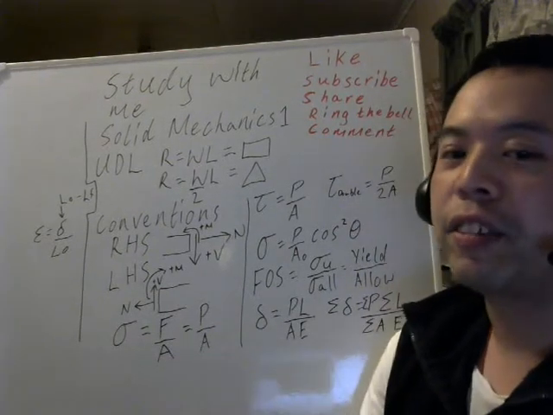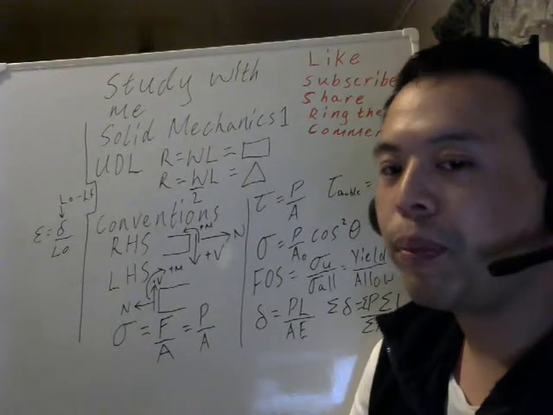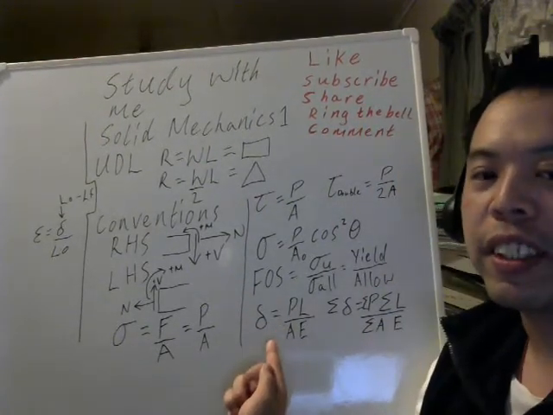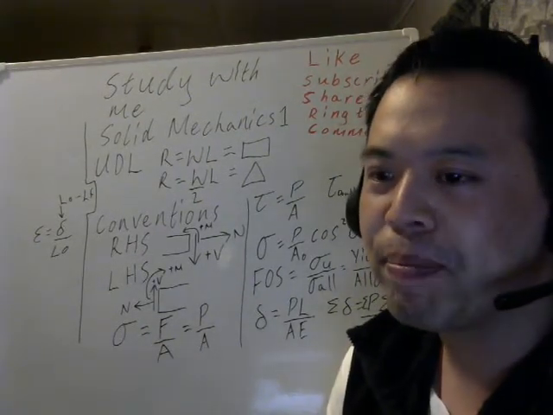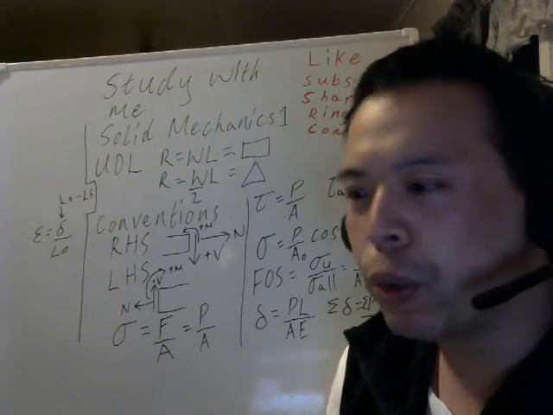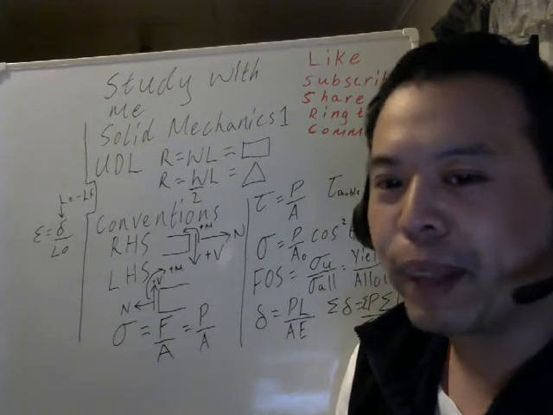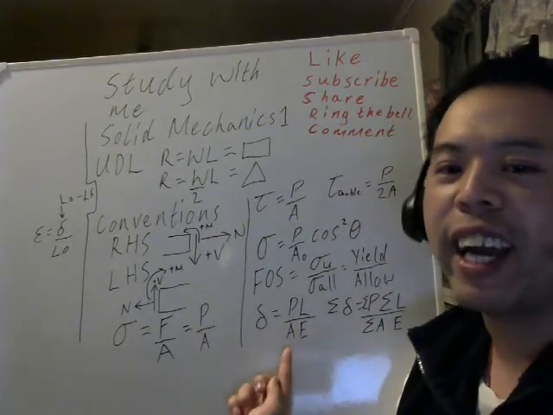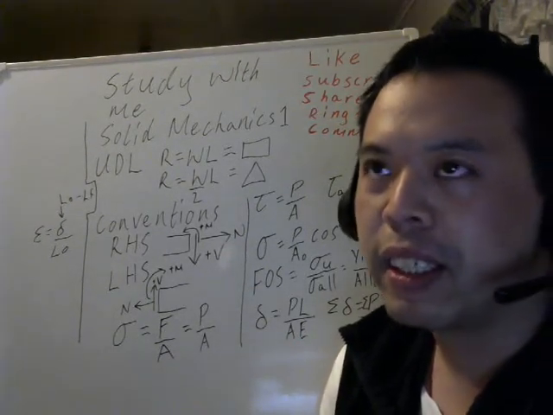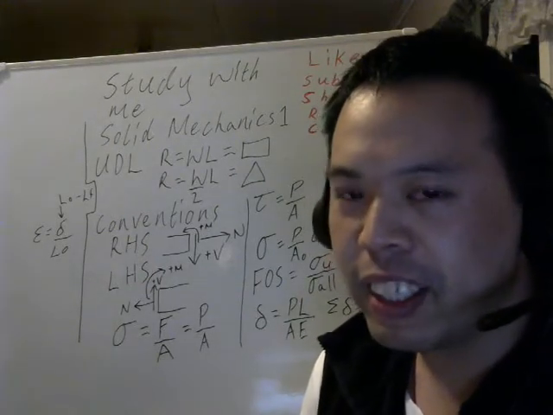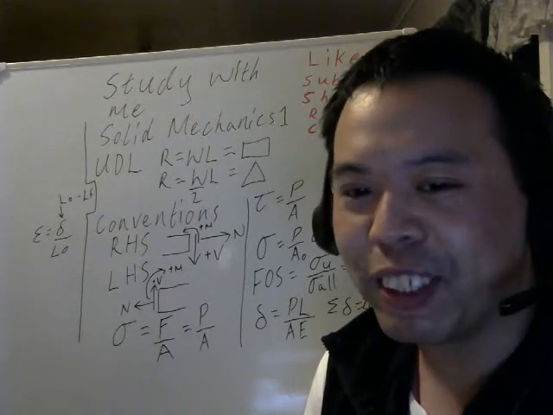FOS, factor of safety, so that is your yield stress divided by your allowable stress. This symbol is the delta symbol. It's used for deflection. So that's basically like your beam stretching. So how I remember this equation is the PLAE equation: force times length divided by area times the elastic modulus. It's one of those material constants that's in your textbook.